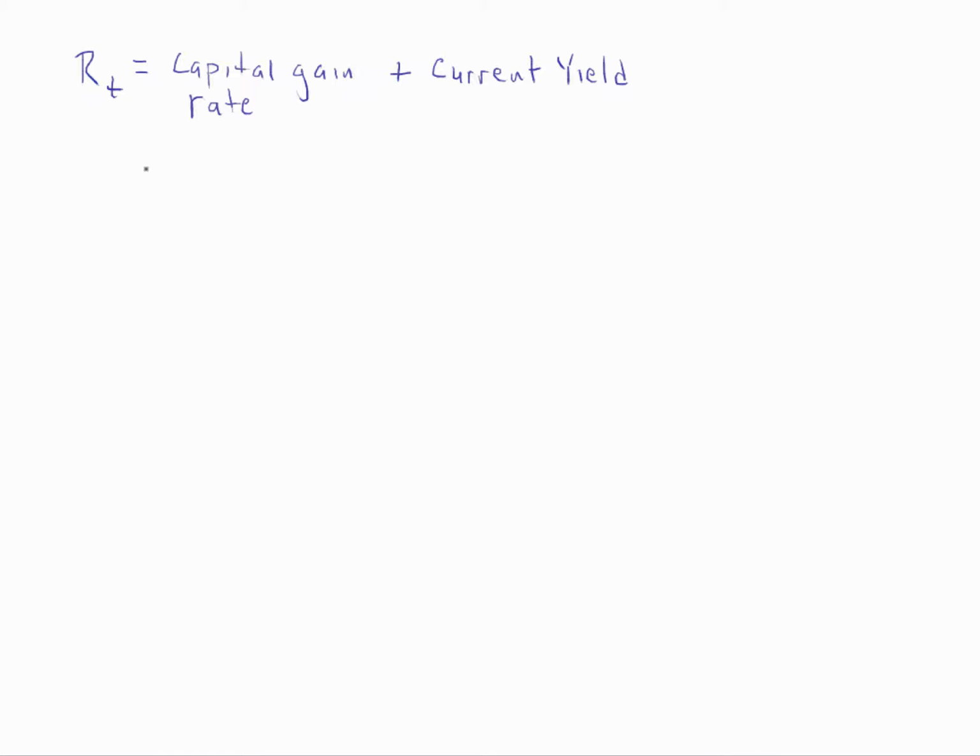Okay, so let's first look at the capital gain rate, or really the rate of capital gain. So if we let P sub T equal the purchase price of the bond in time period T, P subscript T plus 1 will be the price of the bond in period T plus 1. Okay, so if there's one thing we know about bonds, the price is never static. It always changes. And so the price can either go up or the price can go down.